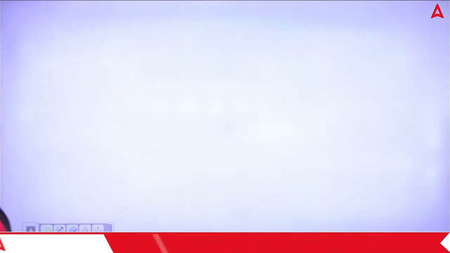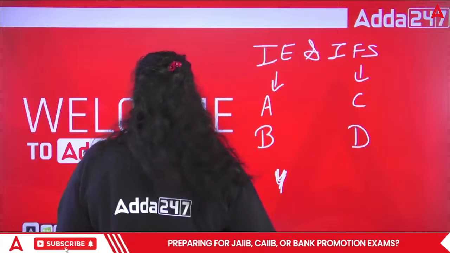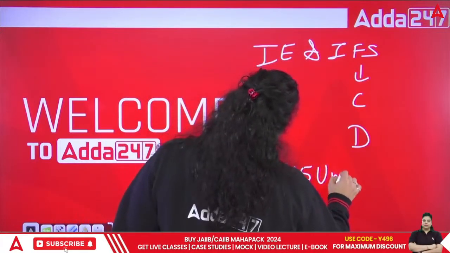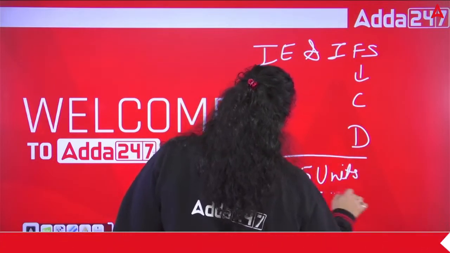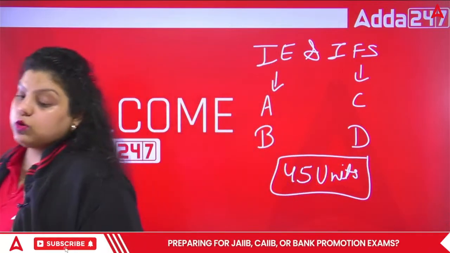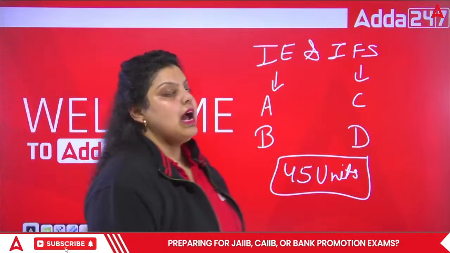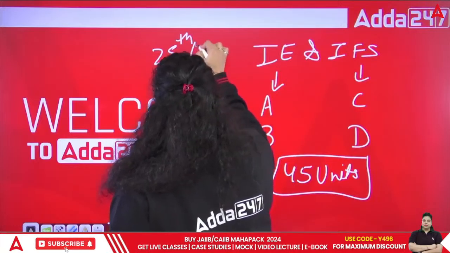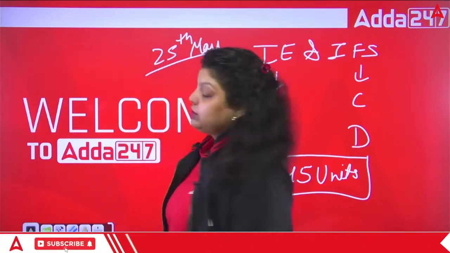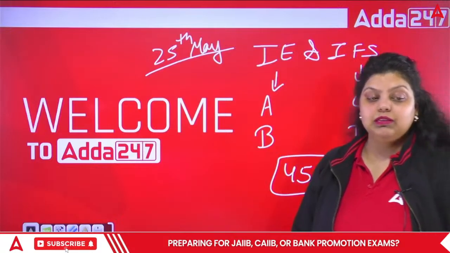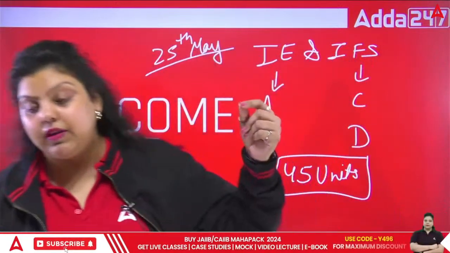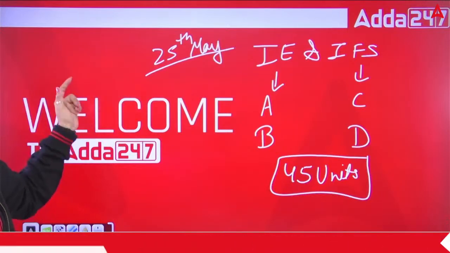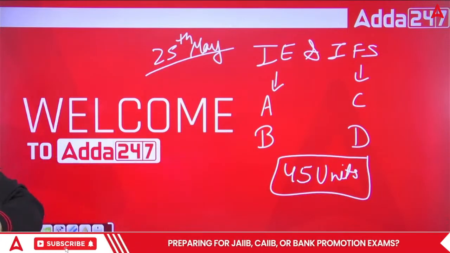There are a total of 45 units in this particular subject, and that is a huge syllabus. So it's very important for all of you to start your preparation very seriously for this subject. The paper will be on 25th of May, and on the next day you also have your PPB paper, so you have to be very clear. Before May, you have to complete the syllabus once, and then start revising in the month of May.